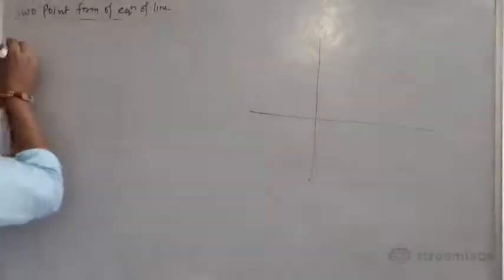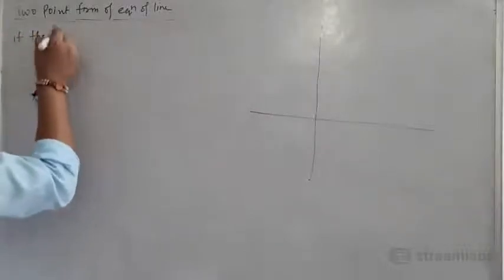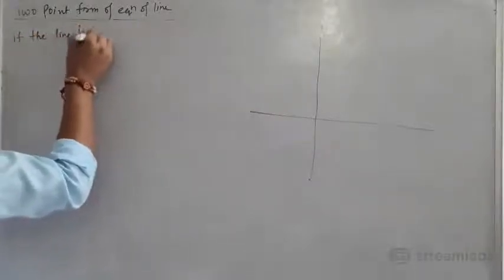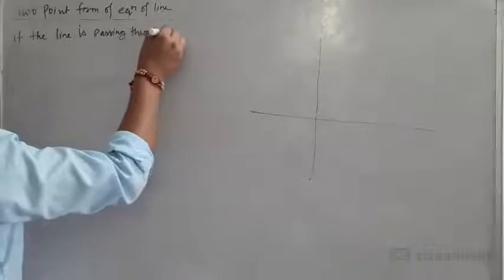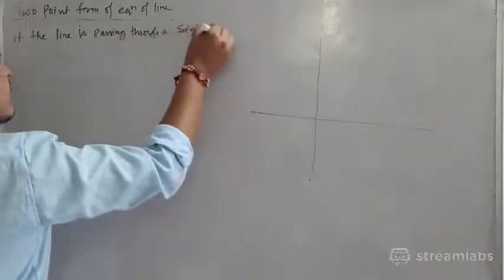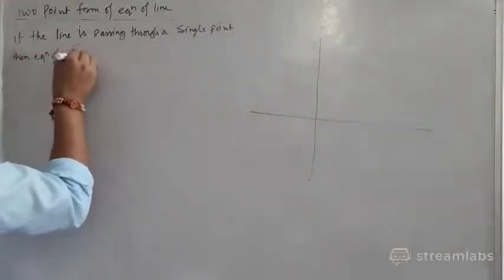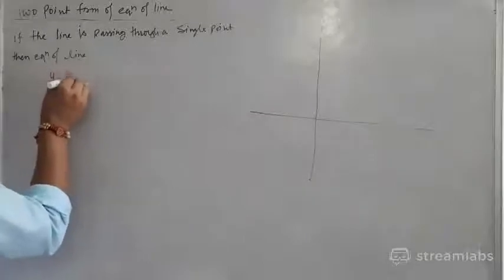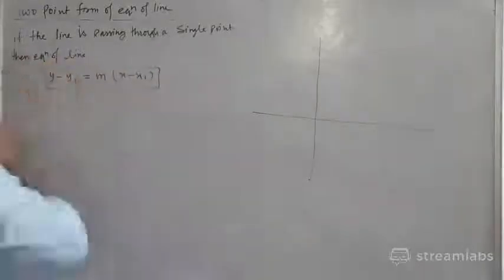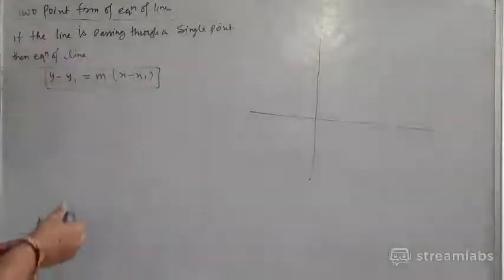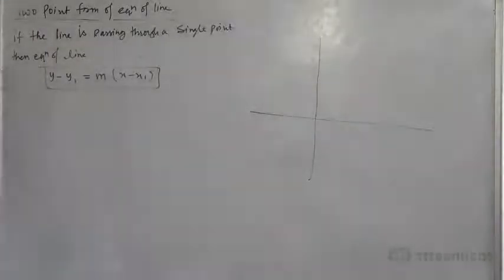As you know, if the line is passing through a single point, then what is the equation of the line? y minus y1 is equal to m(x minus x1). When the line is passing through a single point, that is the form of the equation of the line.